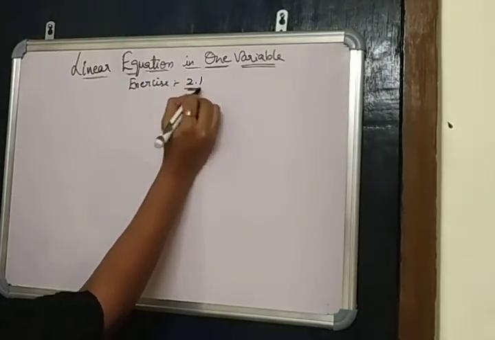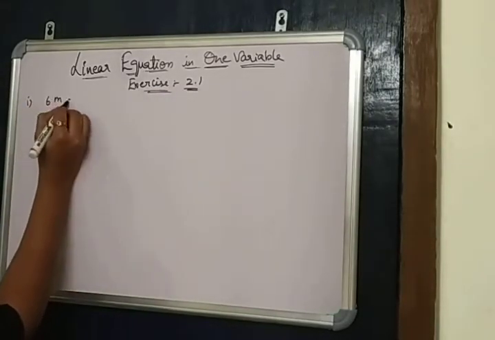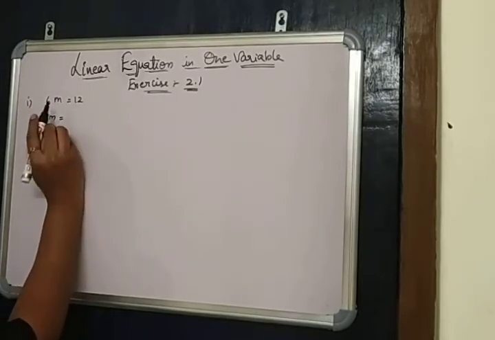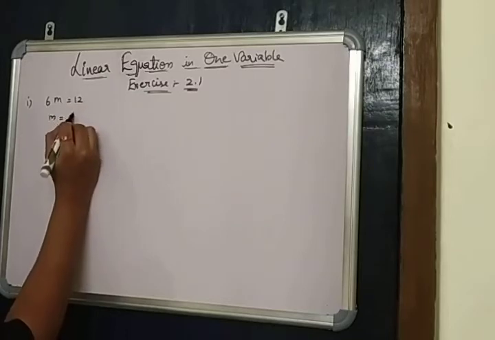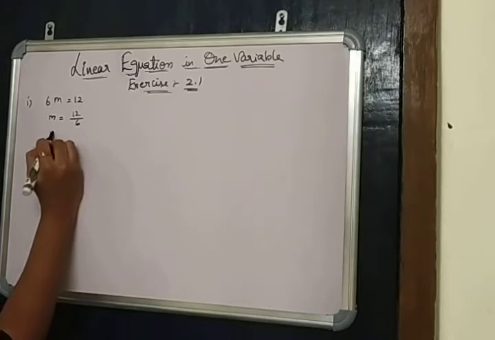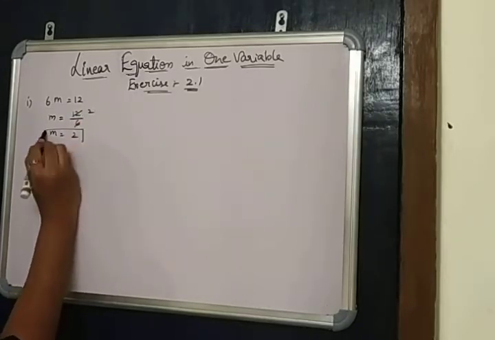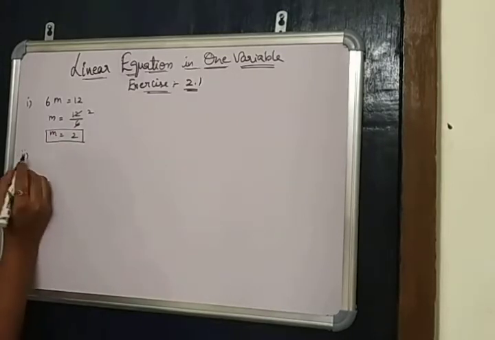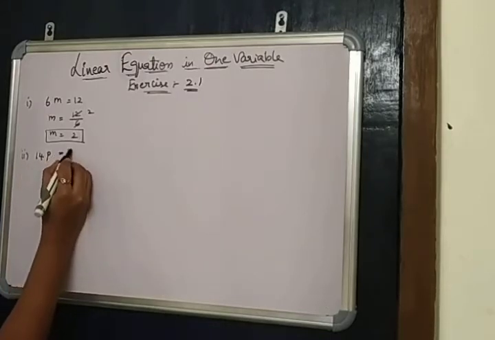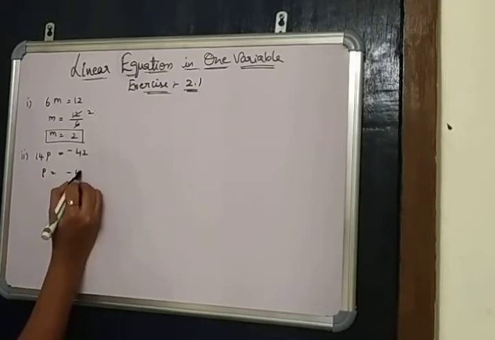Exercise 2.1. First one is 6m = 12, where m = 12 divided by 6, after transposing this 6 to the right hand side. Two sixes are 12, so m = 2. Second problem, 14p = -42. Hence p = -42 divided by 14.